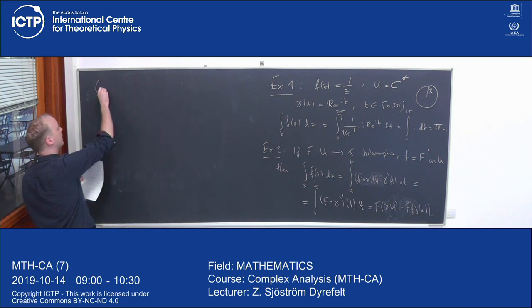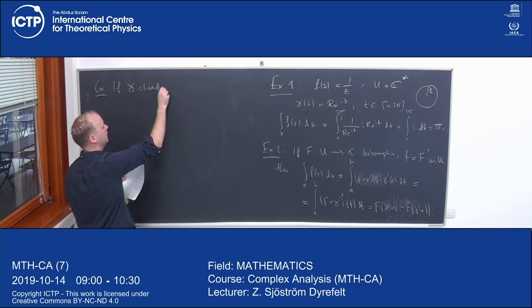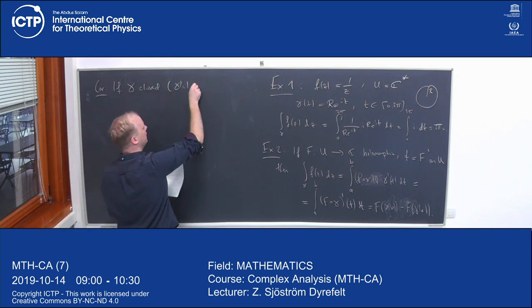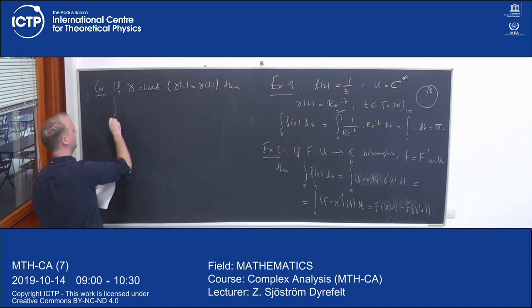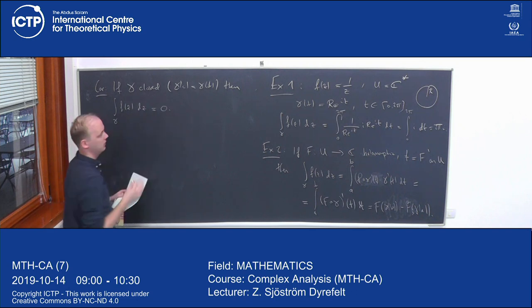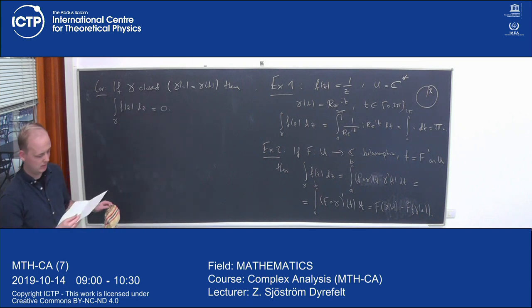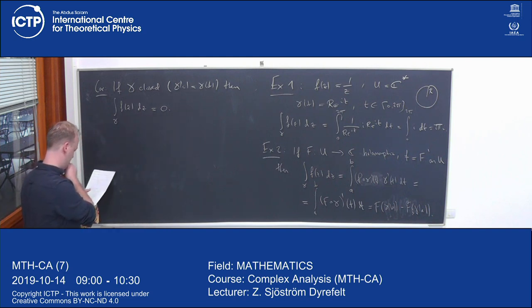So first a corollary: if gamma is closed, so this means that gamma of a is equal to gamma of b, then the integral over gamma of f is equal to zero. Okay? So this we know. Now a question.